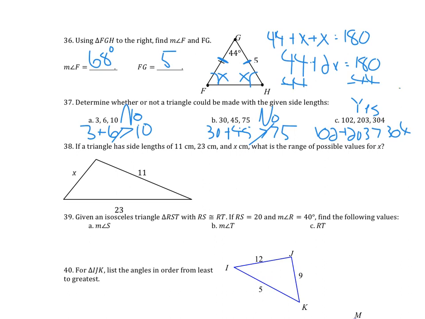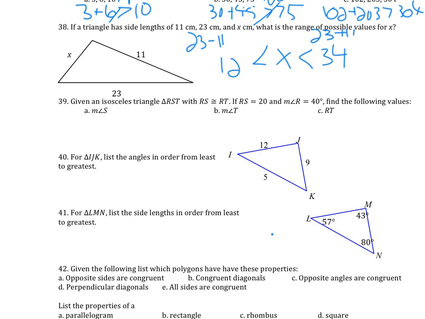It is using the same idea to find your range. We know to get the low end, we're going to subtract our two values. So 23 minus 11 is 12. To get our high end, we're going to add our two values. And that gives us 34.